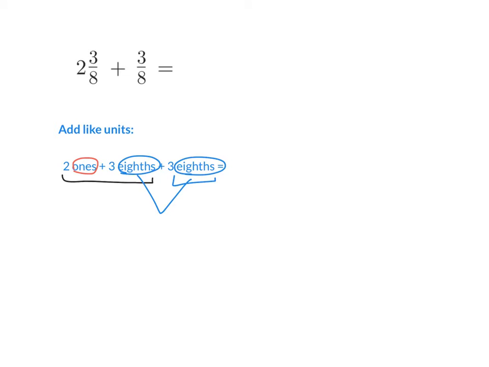If I have 3/8 plus 3 more 8ths, how many 8ths do I have? 6 eighths. How many 1s do I have altogether? Everyone? 2. Do I have to add anything to it? So our answer then is 2 ones and 6 eighths. And you write that as a mixed number like this, 2 and 6/8. Okay, so one way you can add mixed numbers and fractions is look at the types of units that you have and add the like units.